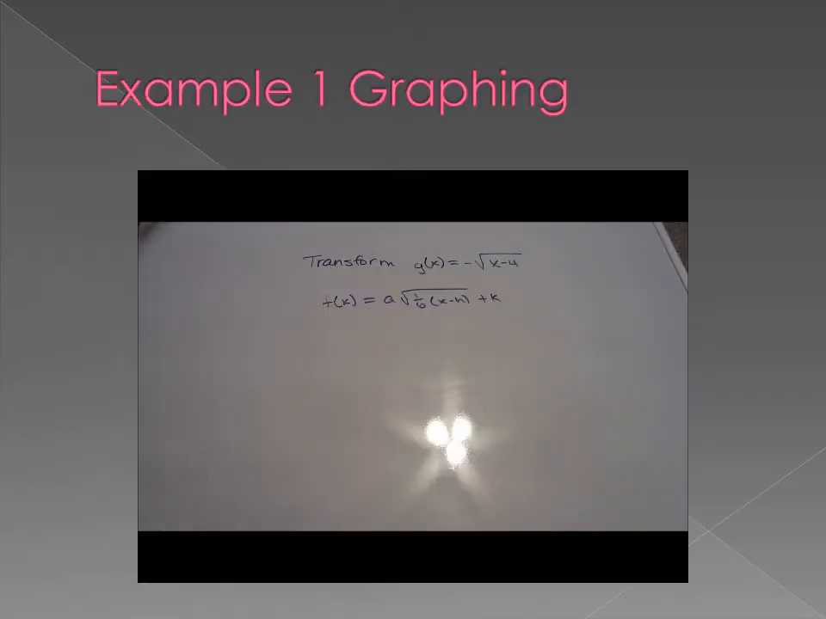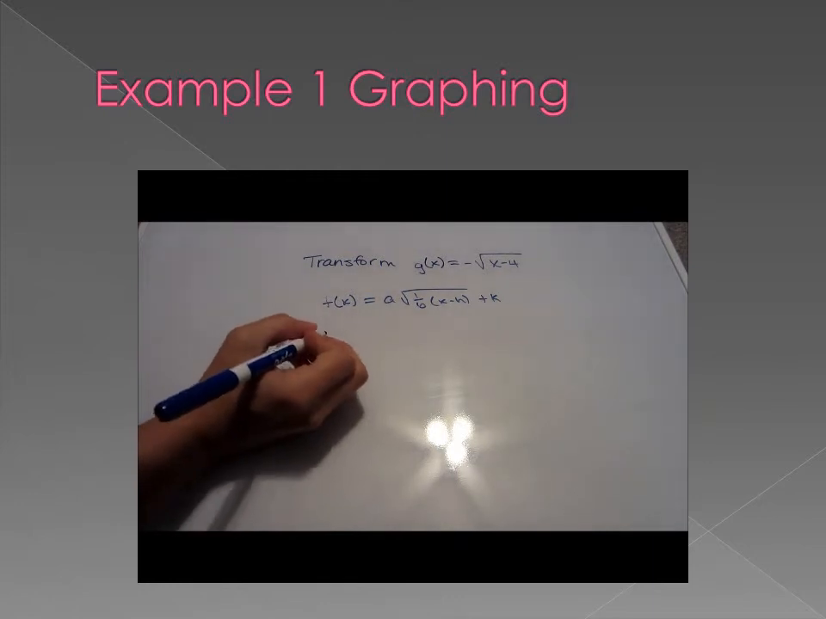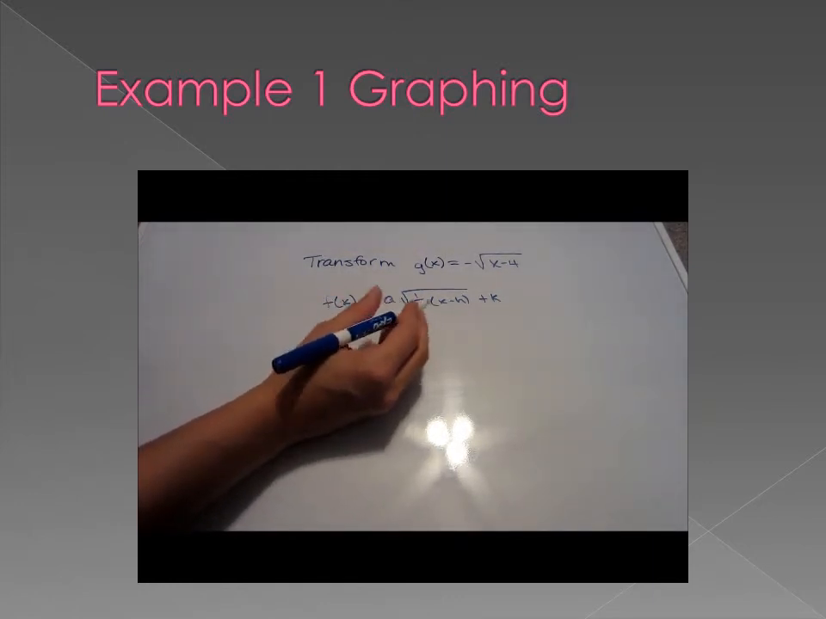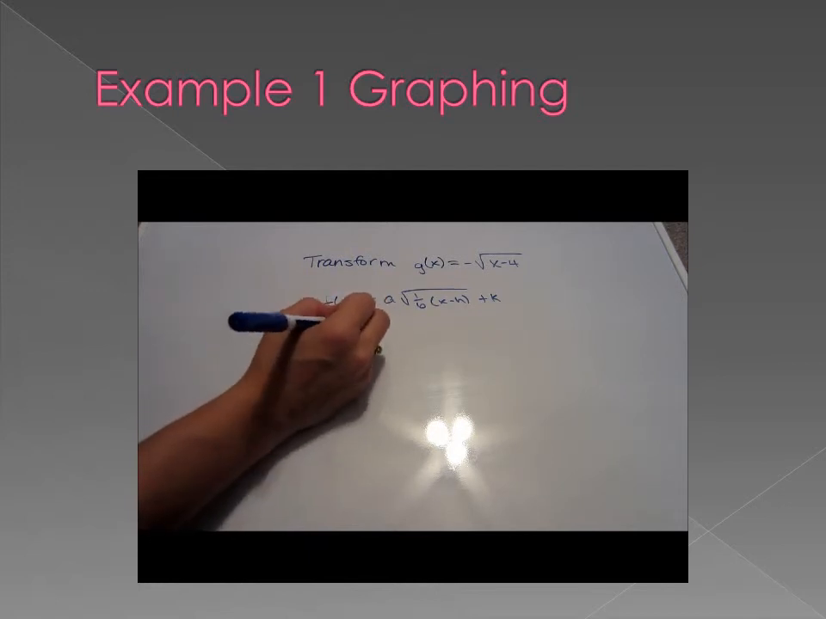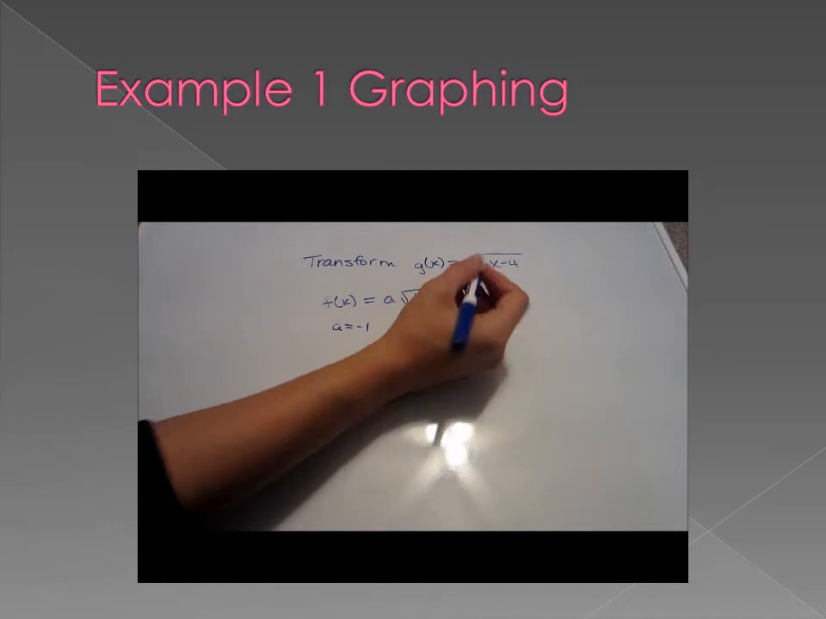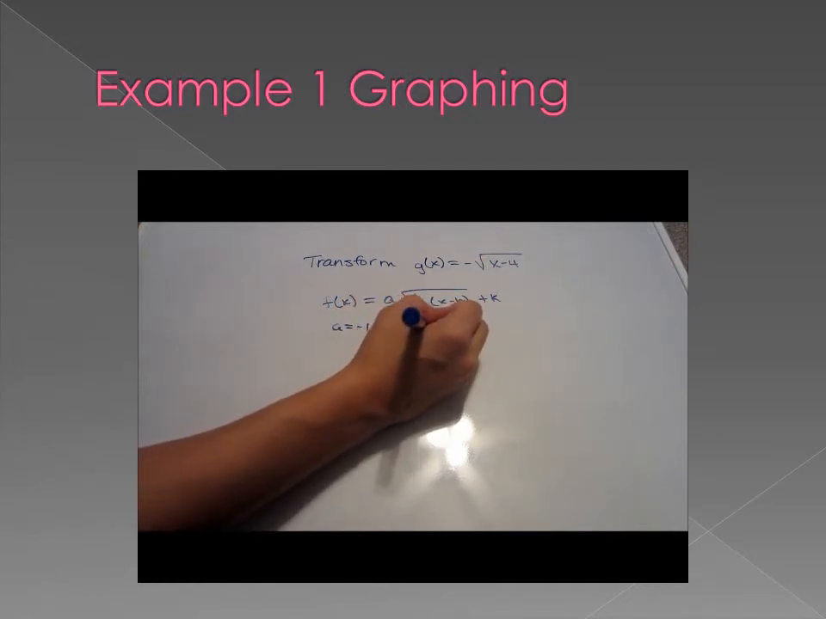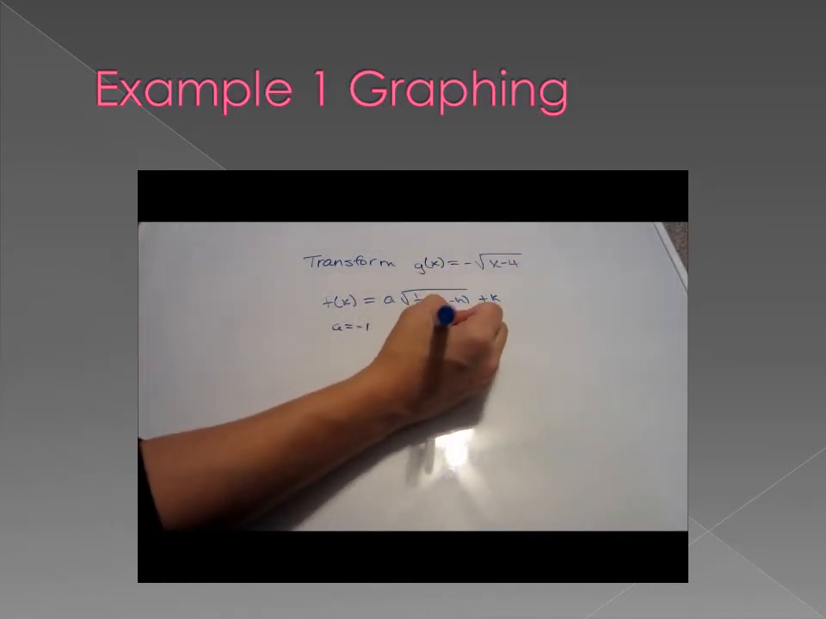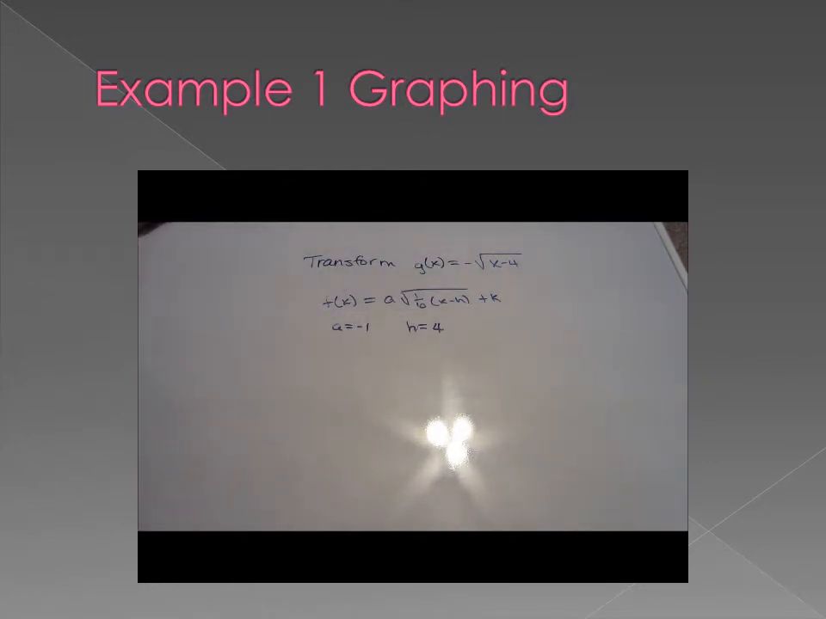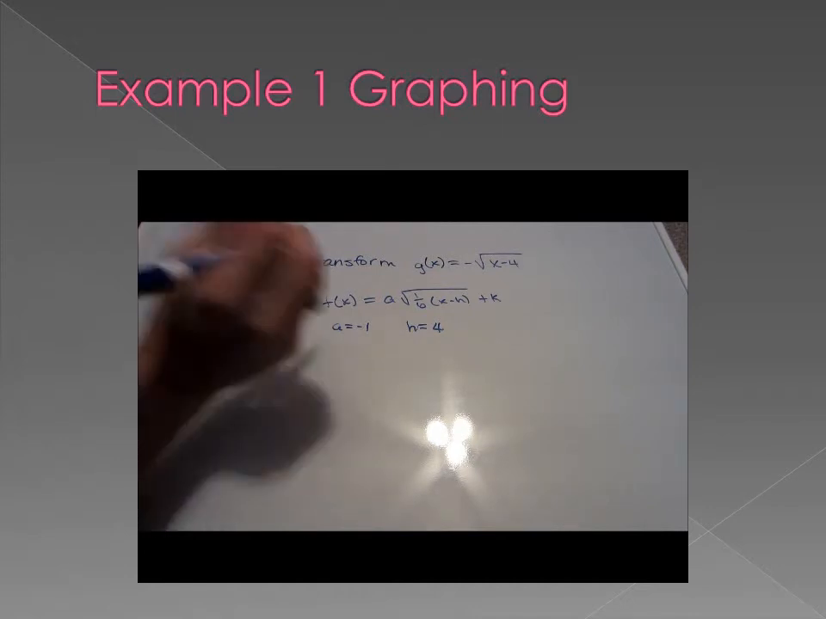For this example, we're going to be transforming the graph f of x equal to the square root of x to get g of x equal to minus the square root of x minus 4. Using the equation that we were given, we can see that a is equal to -1. A is what's in front of the radical sign. And h is equal to +4. We don't have a b or a k because there's no coefficient in front of the x and there's nothing added outside of the radical.